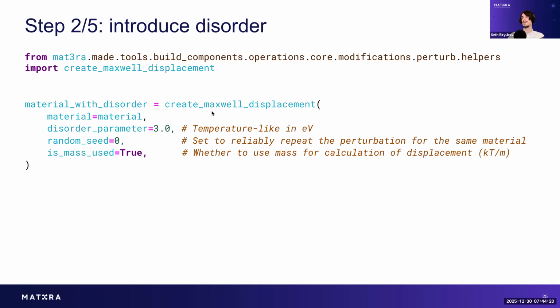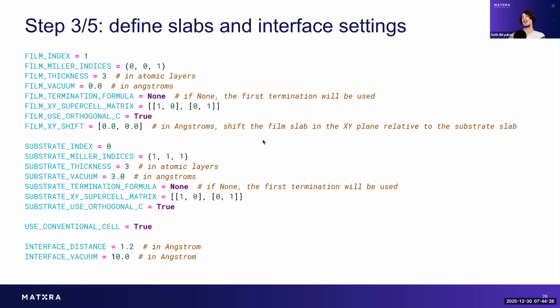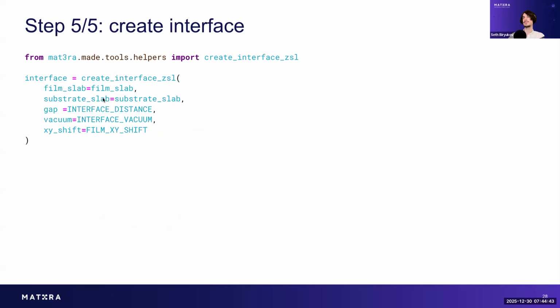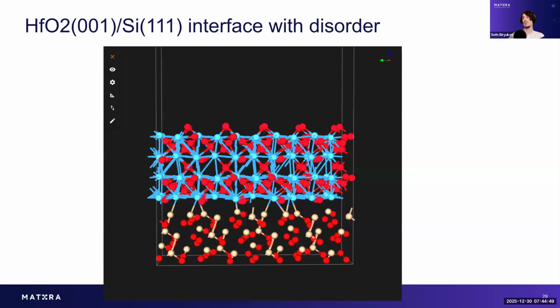So we apply this function to each of the bulk materials, and we introduce disorder. Then we're going to create slabs, and we discussed the slab creation in one of the previous webinars. So we're just going to state that we use the create slab function, create two slabs, and then we create an interface between the slabs. And as a result, we should get the structure.